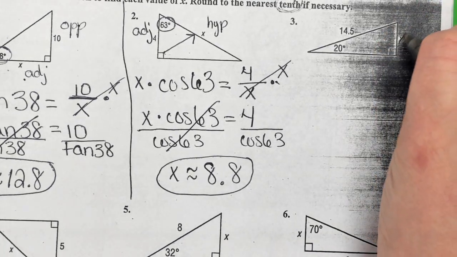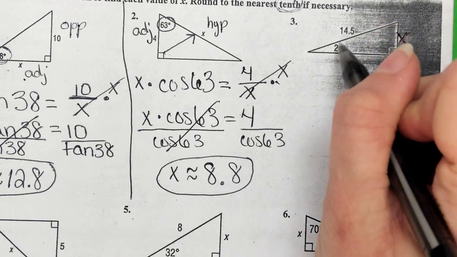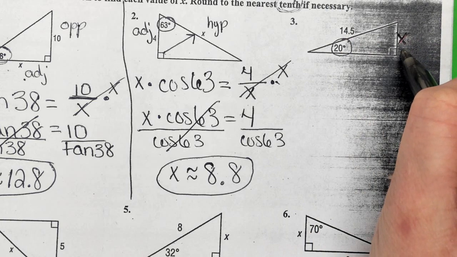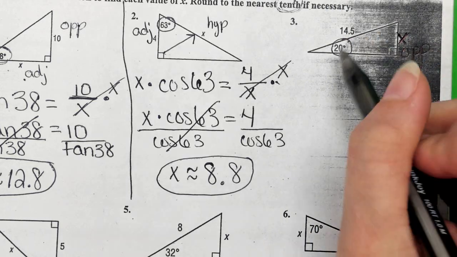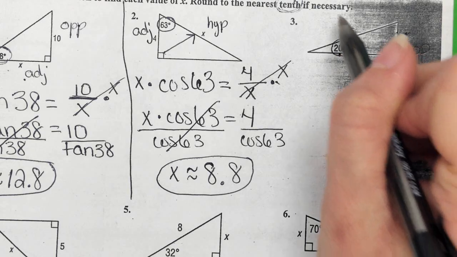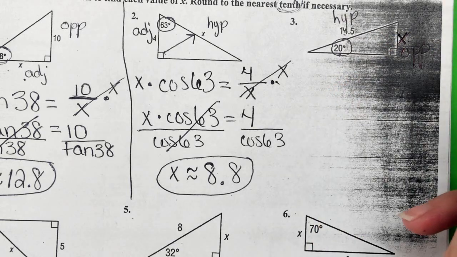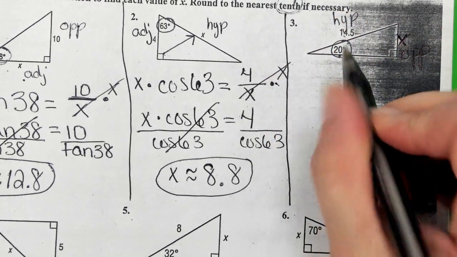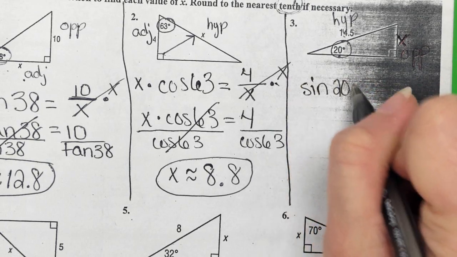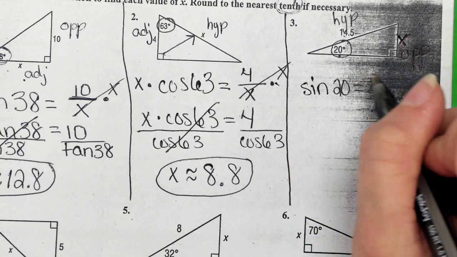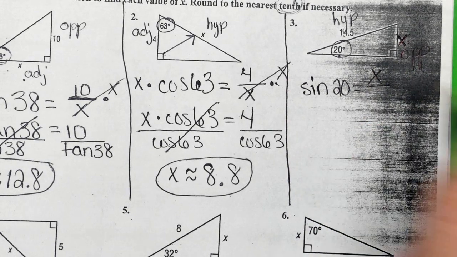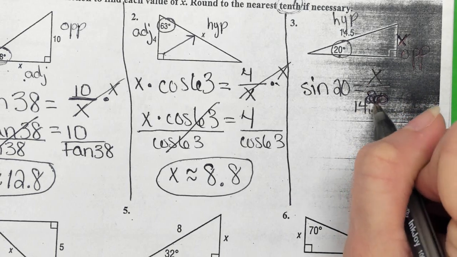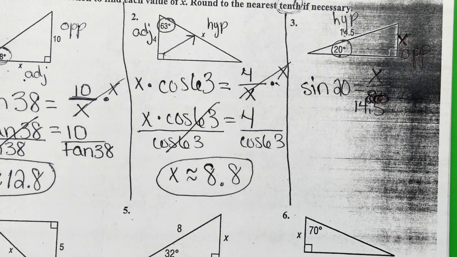Okay, so if you see, some of them are a little different. The x is over here. So go off your angle. Go off of 20. What is the x? Opposite. Oh, no, always go off of your angle. And what is the 14.5? The hypotenuse. So what trig function is opposite and hypotenuse? Sine. Very good. So it's sine of your angle, so sine of 20. And sine is opposite, which is x, over hypotenuse, which is 14.5. x over 14.5.